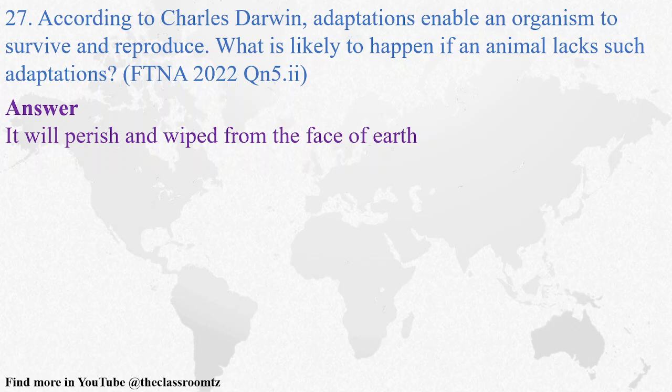But even without connecting the concept, I'm sure you learned in history what happens if an organism fails to adapt to the environment where it is found. What will happen? That organism will perish and disappear from the face of the earth. That's what's going to happen. And where are we getting this? From the concept of survival of the fittest.